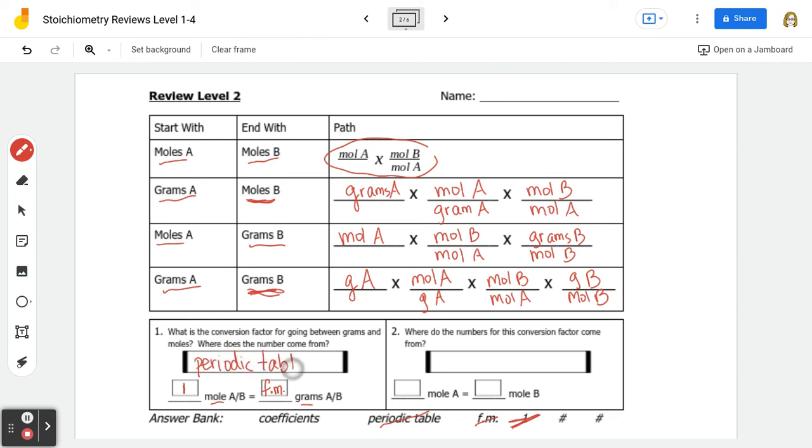We've spent a lot of time practicing how to calculate formula mass. When you get to the mole to mole step, we can't put a number in here. So we've been using the number symbol because they're always different. And the question says, where do the numbers come from for this conversion factor? And that is from the coefficients in the mole to mole step.